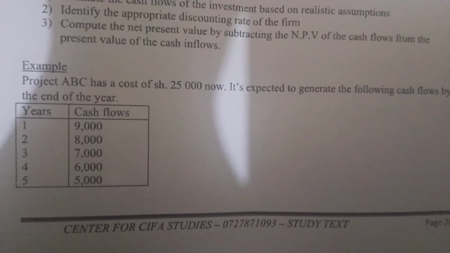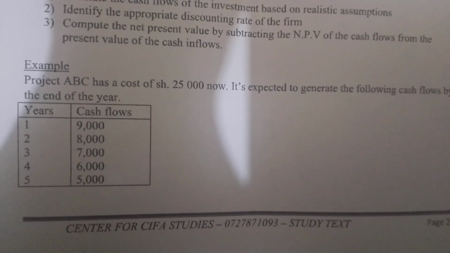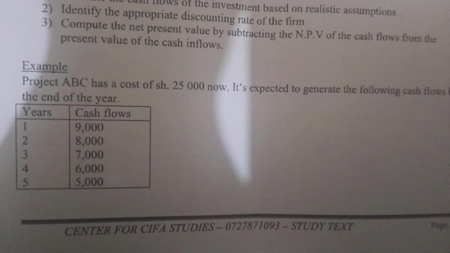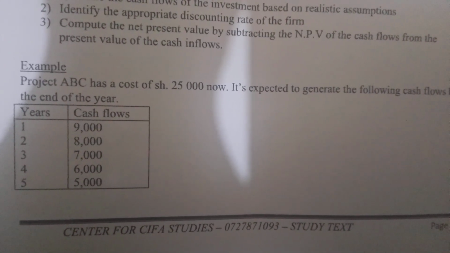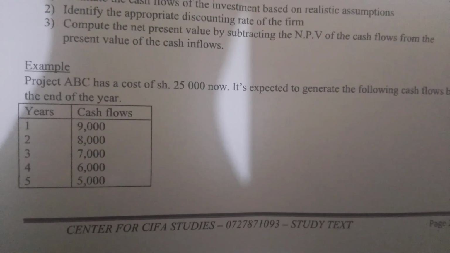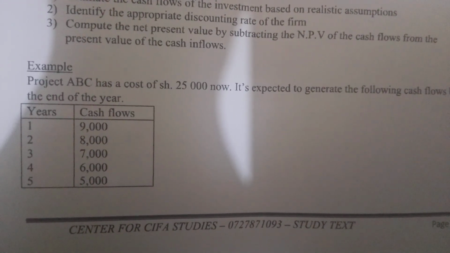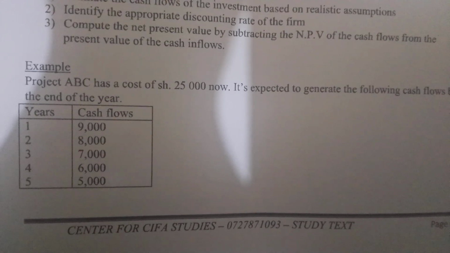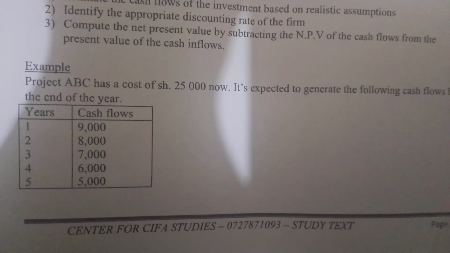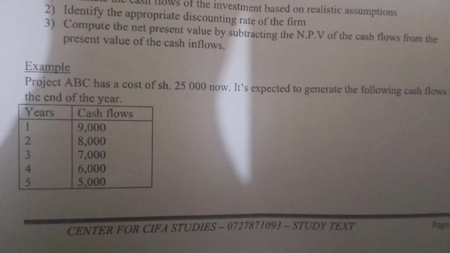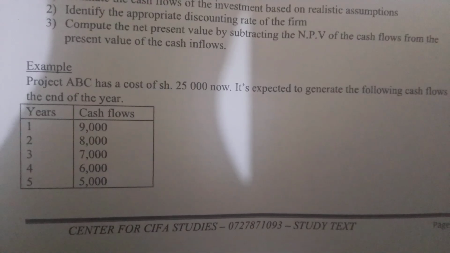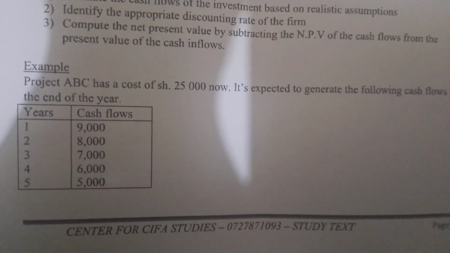So these are projects, and see that these cash flows are futuristic figures. We expect this project to generate 9,000 shillings in the first year, 8,000 shillings in the second year, 7,000 shillings in the third year, 6,000 shillings in the fourth year, and 5,000 shillings in the fifth year. And then you are told that this project costs 25,000 shillings.